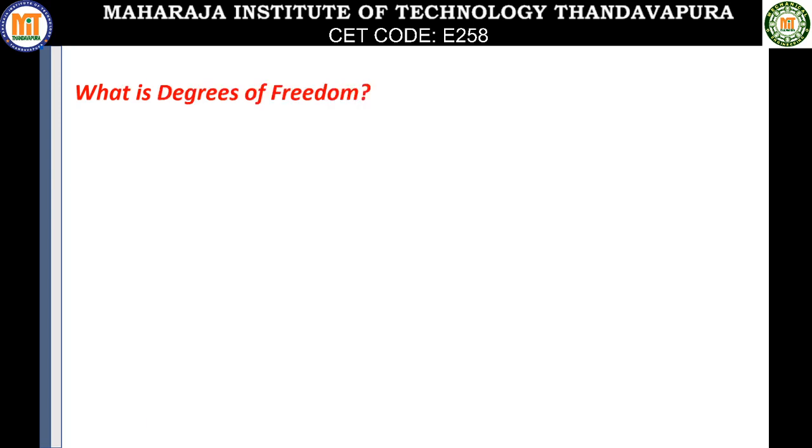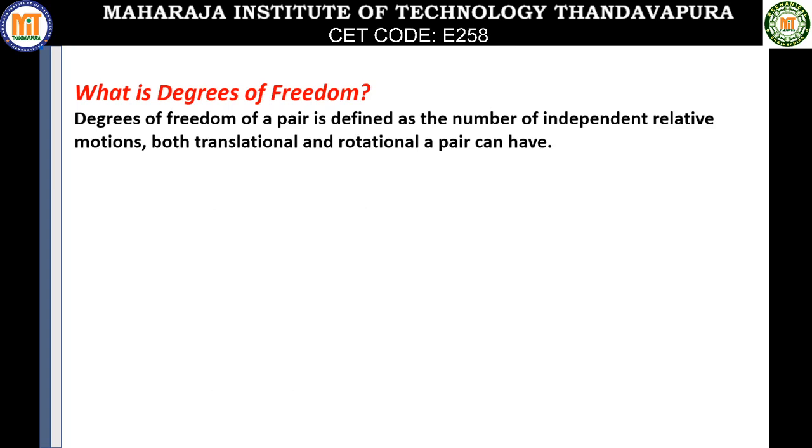How do you understand degrees of freedom? Degrees of freedom can be understood as the number of independent relative motions any kinematic pair can have. It might be translational motion or rotational motion. The number of independent relative motions can be understood as the degrees of freedom.